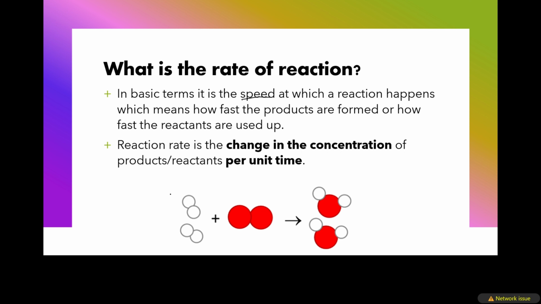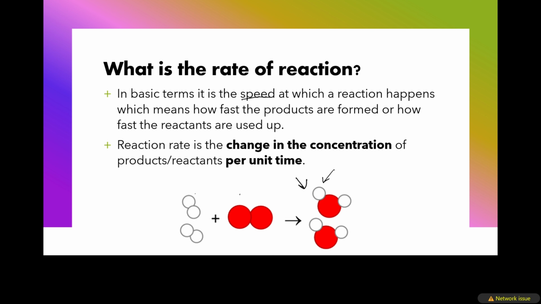reactants are used up. So you can see from this schematic diagram which I've used here, we have two reactants mixing up to make some product here. So the time taken for this product to be made will determine the speed. If more of the products are made in a shorter time, then we can say that we have a higher rate of reaction.